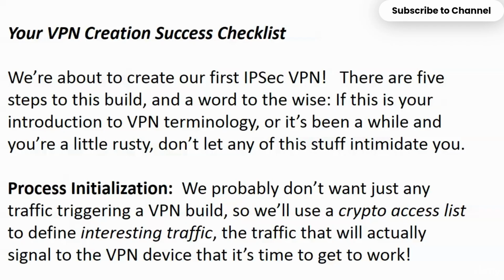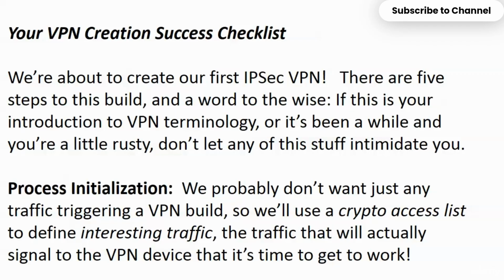We are almost there. We're just about to create our first IPSec VPN. There are 5 overall steps to this build, and a quick word to the whys here. If this is your introduction to VPN terminology, or it's been a while and you're a little rusty, don't let it intimidate you. It just takes a little getting used to, because we've got 2 policies to build. We've got a crypto access list to write. We got a couple of other things we got to do. So a lot of little details here, which is why I like to have a checklist in mind when I'm going to write one or troubleshoot one. And the first step of the VPN build is the process initialization.